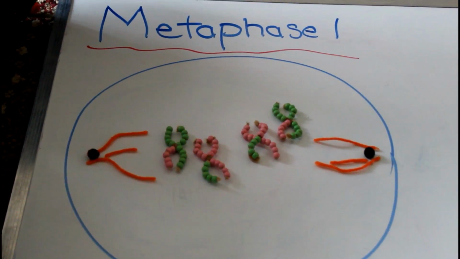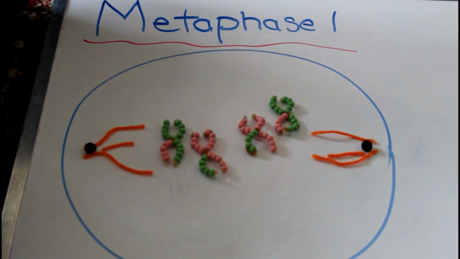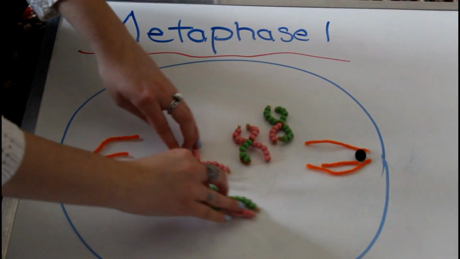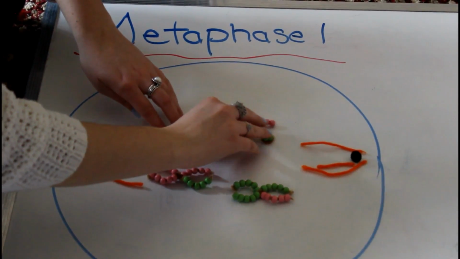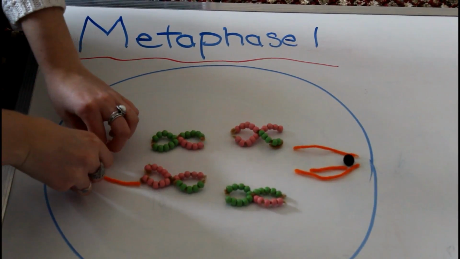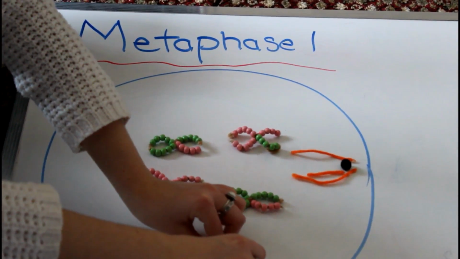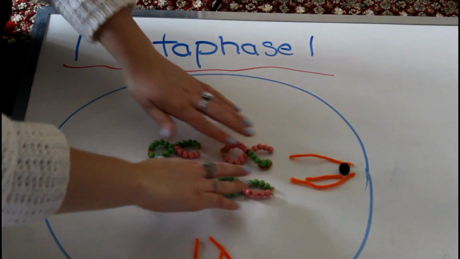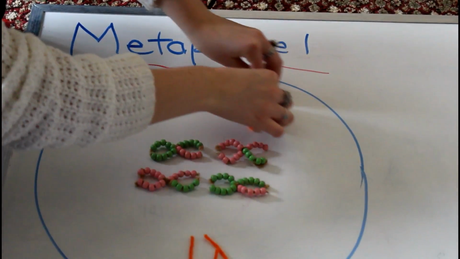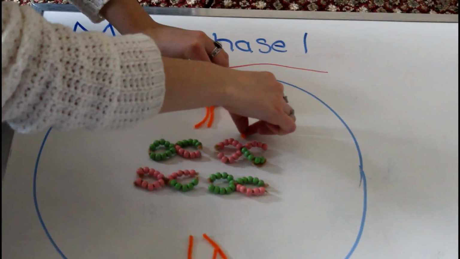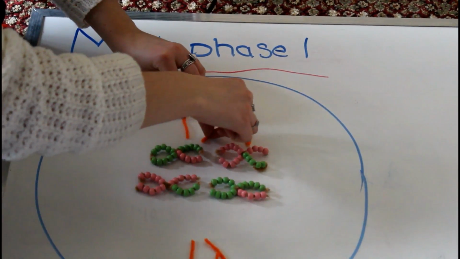Metaphase 1. The nuclear membrane has disappeared, and the homologous chromosomes line up along the equator of the cell. These homologous chromosome pairs are called tetrads. The orientation of each pair is random. The spindle fibers attach to the centromere of each homologous chromosome.